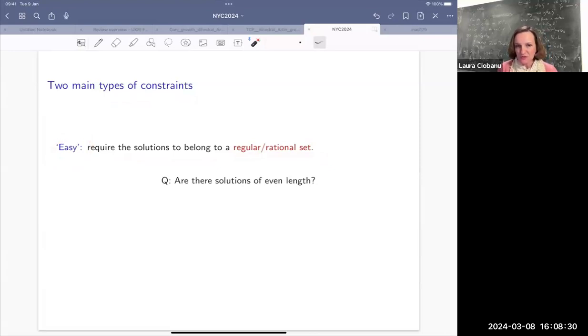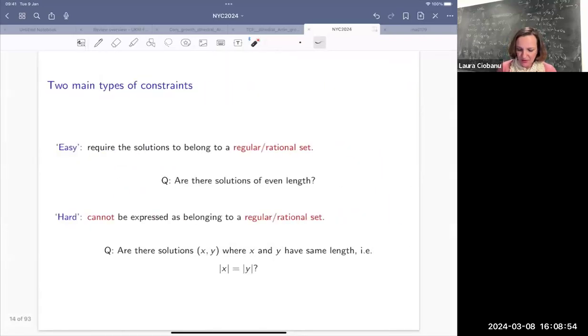So what is such a constraint? An example would be, are there solutions of even length? So if I have an equation on x and y, I want to know, is there a solution where for both x and y, somehow the substitutions, the words that are solutions, are even? So this is something that is regular.